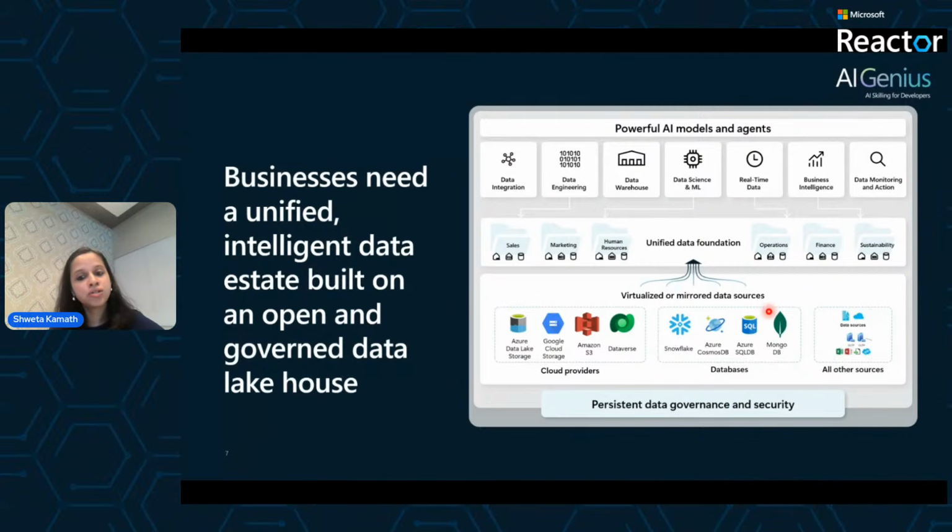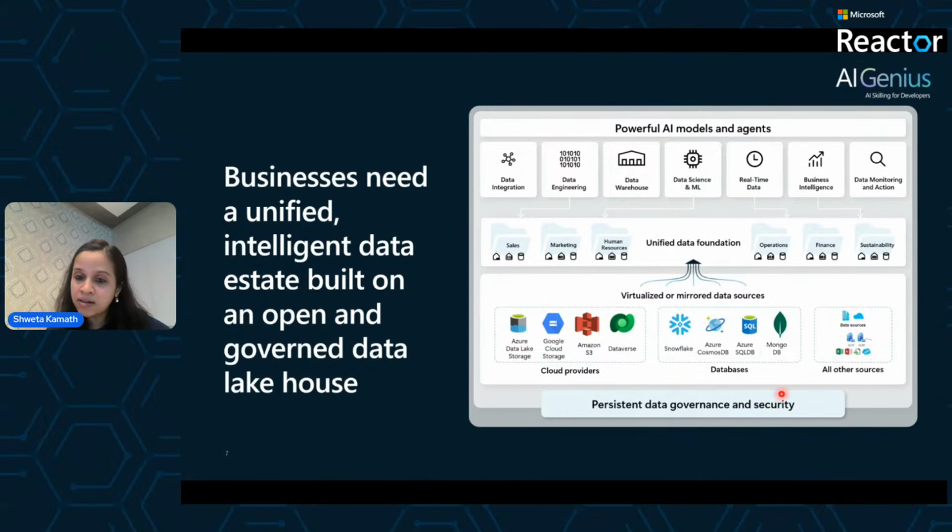So when we say virtualized or mirrored data sources, the first box that you have here is cloud providers. You might have your data, we live in a world of multi cloud, so you will have data situated in various clouds. How do you get that data together virtually, at least if not physically? This is one of the ways that you could do in Fabric, and we will speak about it.